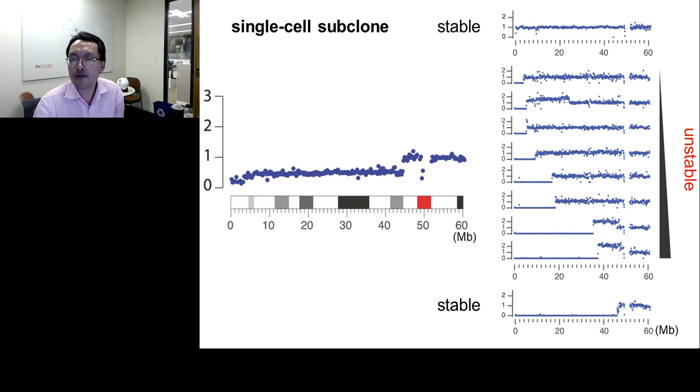Now, there are also, of course, cells with stable single copy state of the blue allele and cells that have lost all of the P arm that are also stable. But in between these two stable states, we see this spectrum of variation from very small terminal loss to a large amount of arm level loss.